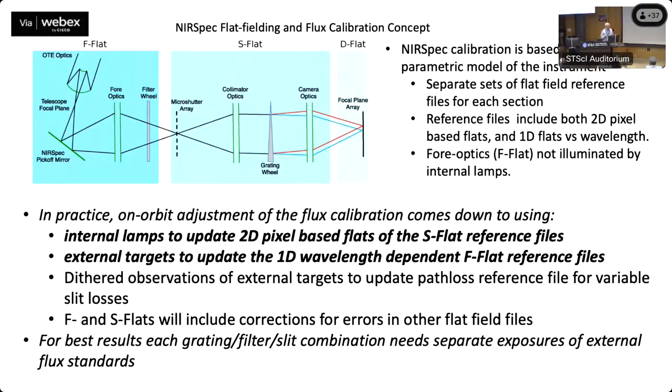And then we use external targets to update the 1D wavelength dependent part, which is assigned to the 4-optics flat. But in practice, each of those on-orbit corrections, if there are any mistakes or errors in the other parts of the flat fields, will be fixing them when we do that with these two on-orbit calibrations. And one problem with that is, if you're fixing up a field-dependent problem with the 4-optics flat, you'll need to do it separately for each aperture in principle. And so that does complicate doing the absolute calibration.